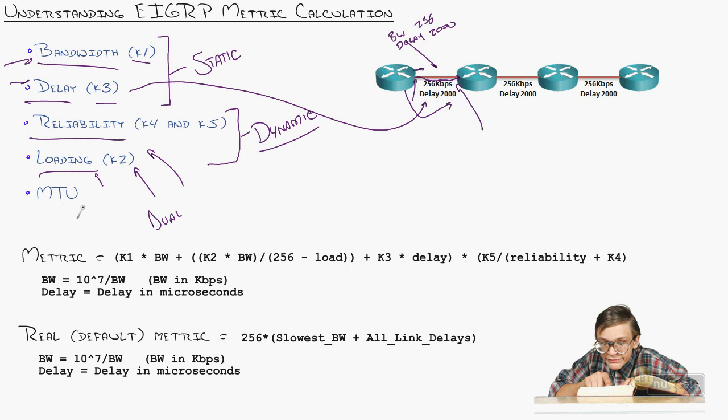Now, you'll also hear that the MTU is included in the metric. It's not. It's actually transmitted as one of the criteria. The maximum transmission unit is how big of a packet can be sent on that link. It's transmitted as one of the values, but it's not actually part of the formula that EIGRP uses.